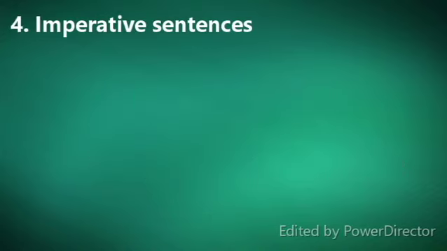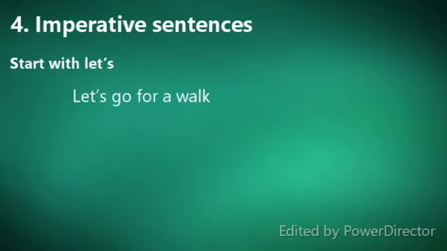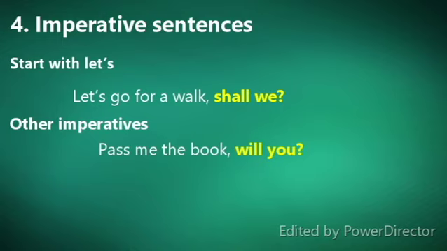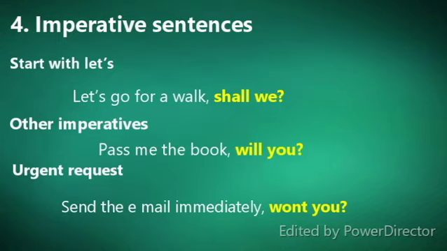Number 4, imperative sentence. Let's go for a walk. If any imperative sentence starts with let's, there is a common question tag, shall we. For all other simple requests, use will you. Example, pass me the book, will you is the question tag. For an urgent request, we can use won't you. Example, send the email immediately. For this sentence, won't you is the question tag.